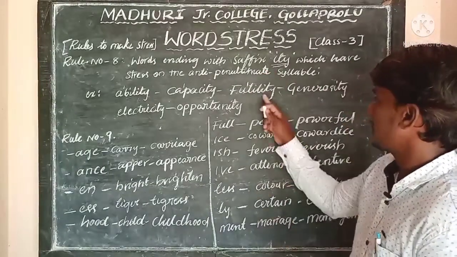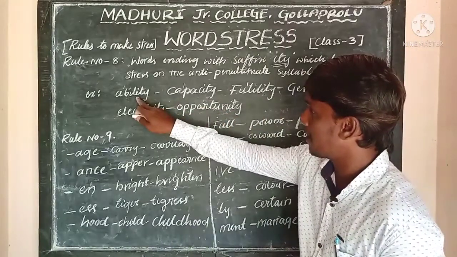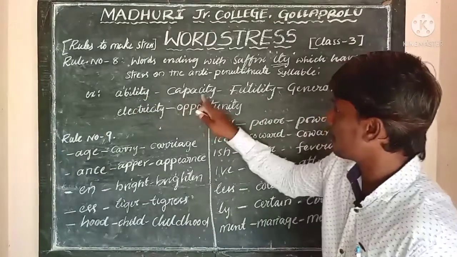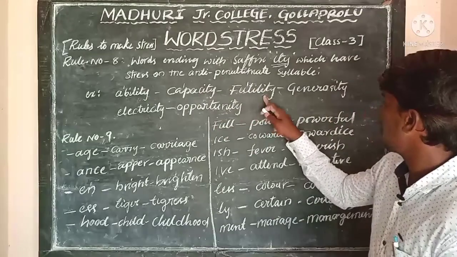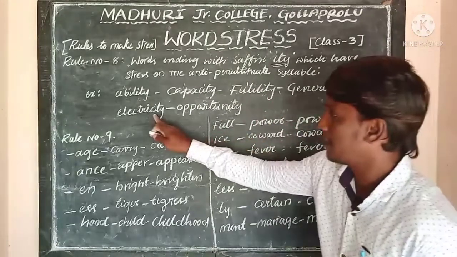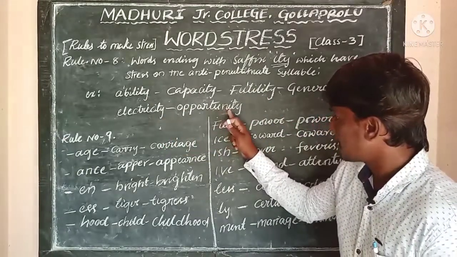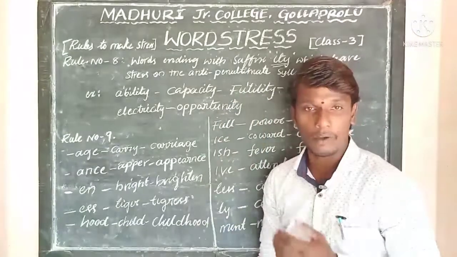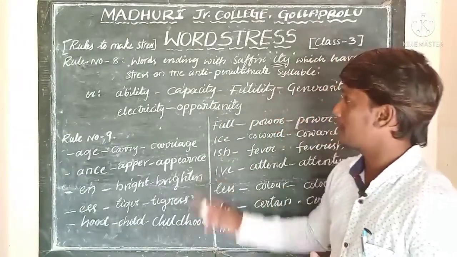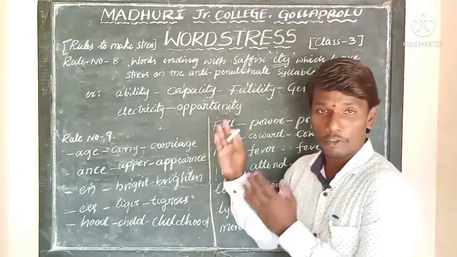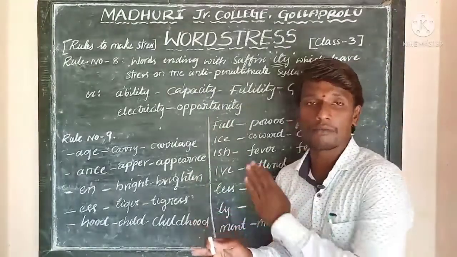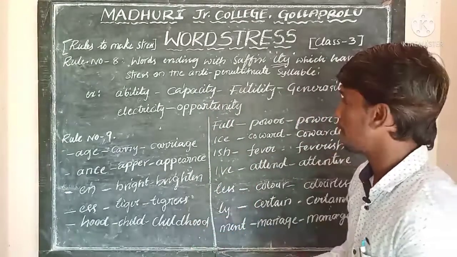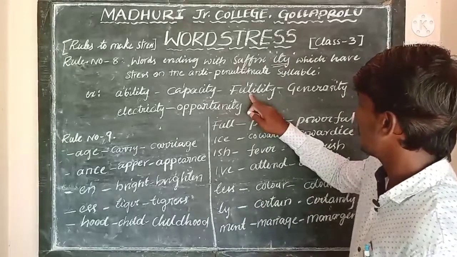So here, these words end with the suffix ity. All these words end with the suffix ity, so we should put the stress on their third syllable from the last, that is the anti-penultimate syllable. So here, futility, fu-TI-li-ty.